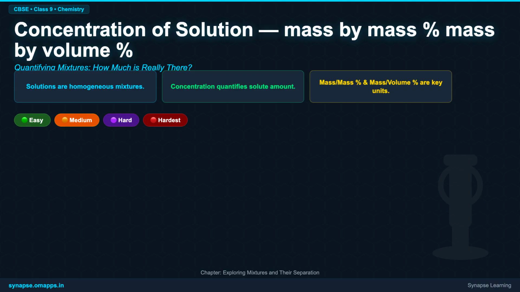Today, we are diving into a fascinating topic, concentration of solution, mass by mass percent and mass by volume percent. Ever wondered how much salt is exactly in your food or how strong a medicine dose is? That's what concentration helps us understand. We'll explore this concept from the basics to advanced applications, covering easy, medium, hard, and even the hardest aspects. Get ready to unlock the secrets behind how we quantify mixtures.